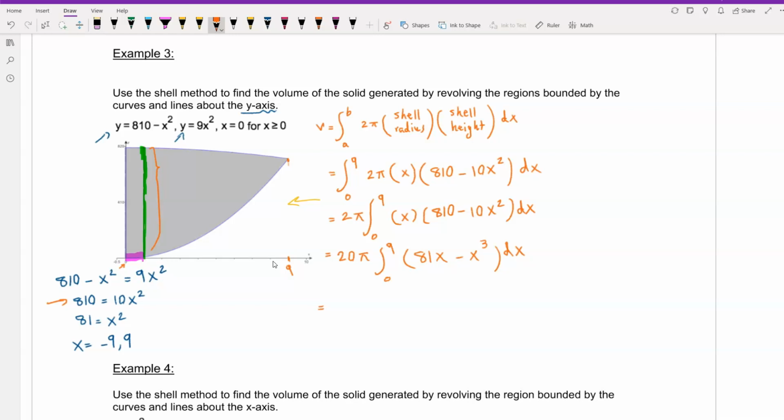So this is equal to 20 pi. Here we have 81 times x, so here the power is 1. Integrate: we're going to have 1 plus 1, so the power will be 2, and then divide by the same number, which is 2.